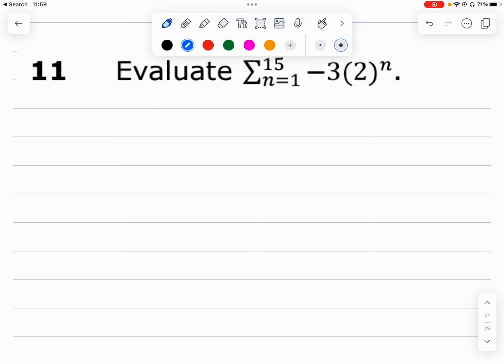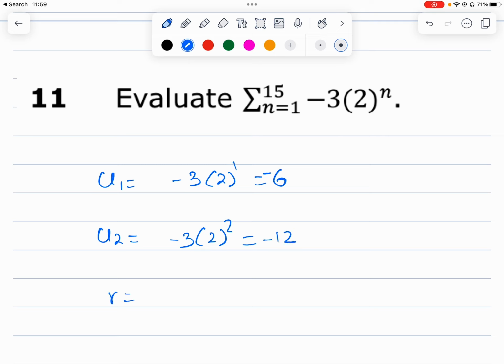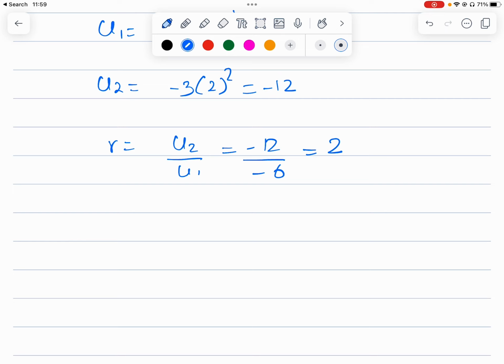Question number 11. Evaluate sigma n equals 1 to 15 of negative 3 times 2 to the power of n. Plug in n equals 1, you get the first term, which is negative 6. Plug in 2, we get the second term, which is negative 12. So the common ratio will be u2 upon u1, which is negative 12 upon negative 6, which is going to be 2. How many terms are there? 15 terms are there.